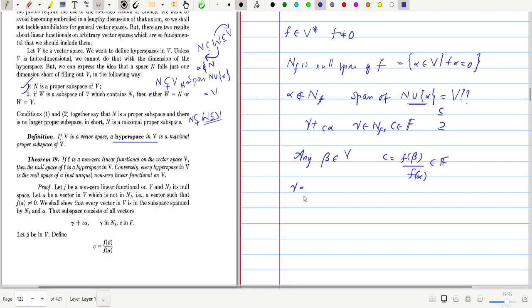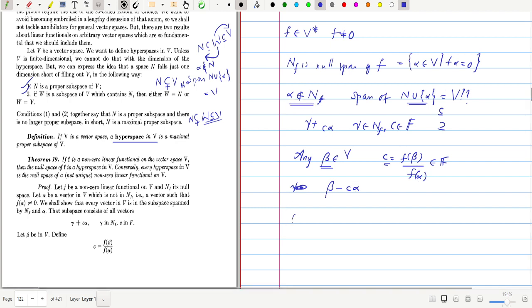Now we'll consider beta, not gamma. We consider the quantity beta minus C alpha. So corresponding to each beta, we define C. Using this beta and C, define a new element beta minus C alpha, because alpha is given here.